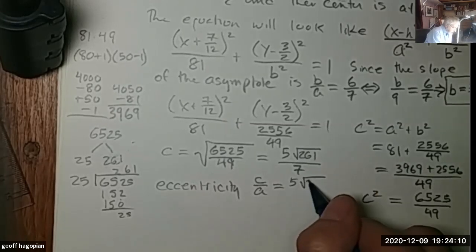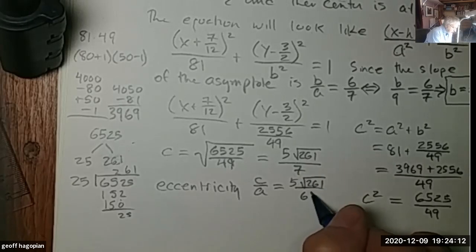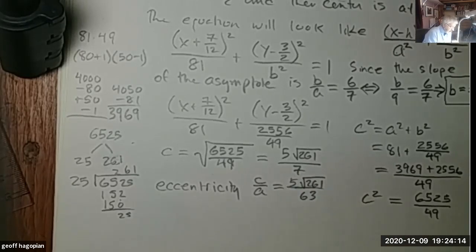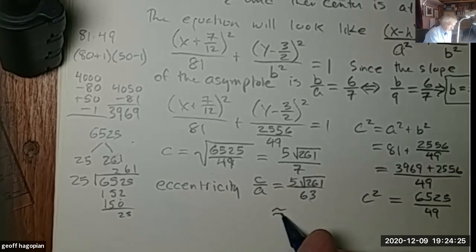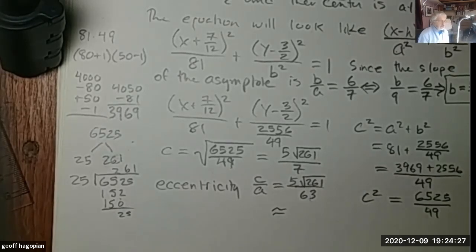And so this is going to be 5 times the square root of 261 divided by 9. A is 9, right? And so I imagine that this is bigger than 1. Should we compute it to see approximately what that is?